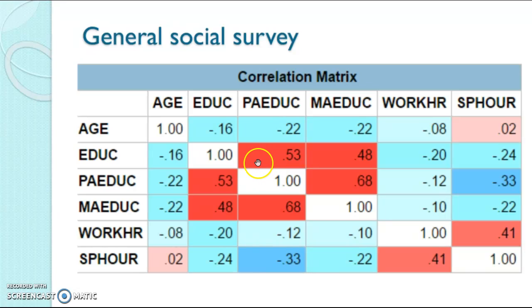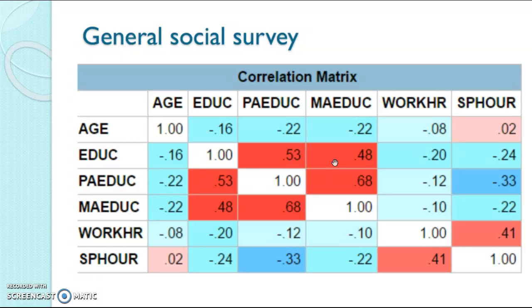So this is saying that they found that for people, the more education they had, the more education their father had, and vice versa. Probably won't be surprised to see that Ma education is maternal education, and they also found a pretty strong correlation. The more education the person in the survey had, they also reported that their mothers had a lot of education too.